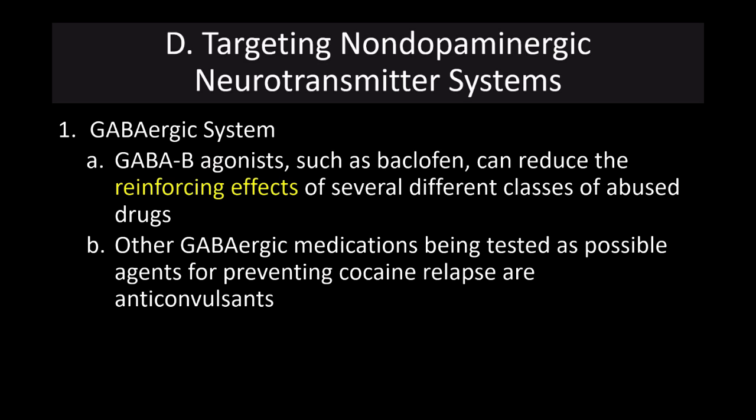Couple areas also looking at are non-dopaminergic neurotransmitter systems like the GABAergic system. The GABA B agonists, such as baclofen, can reduce the reinforcing effects of several different classes of abused drugs. Other GABAergic medications are being tested as possible agents for preventing cocaine relapse and are anticonvulsants.